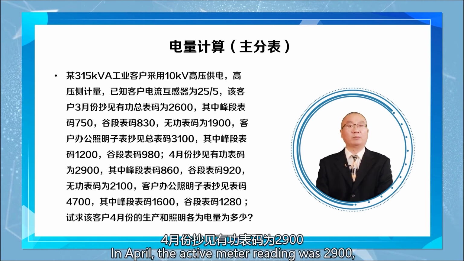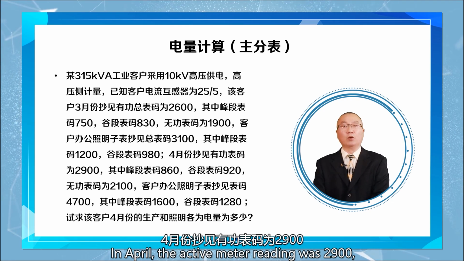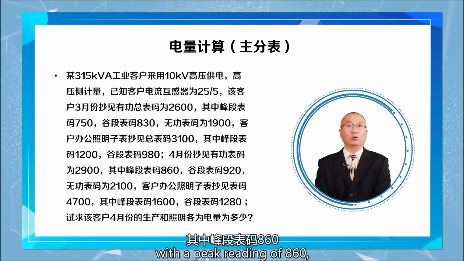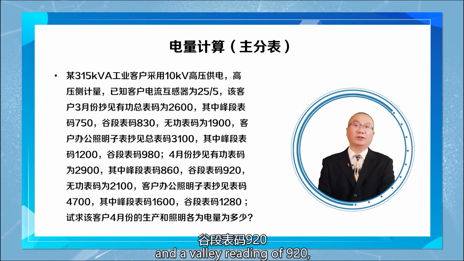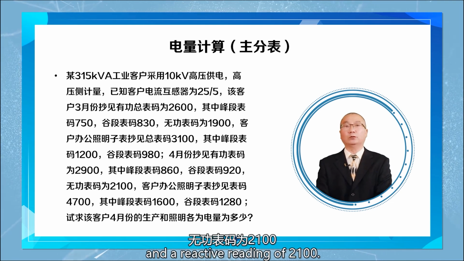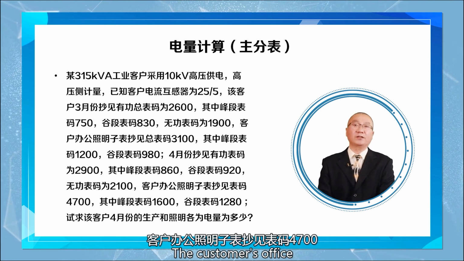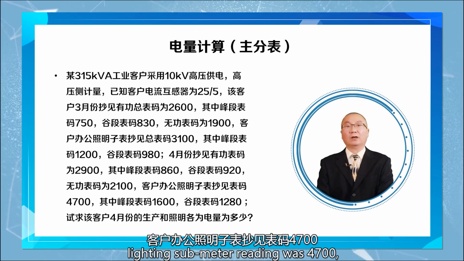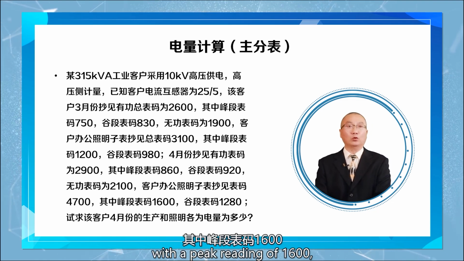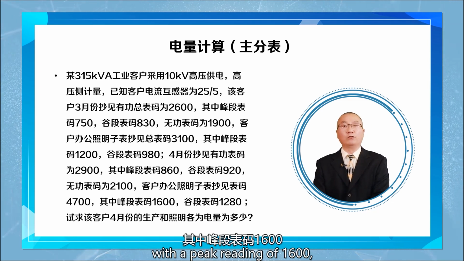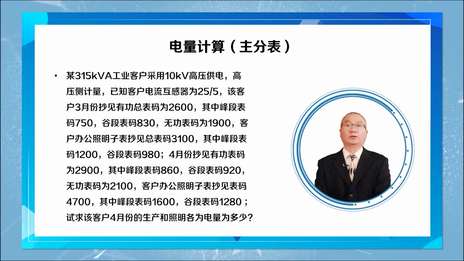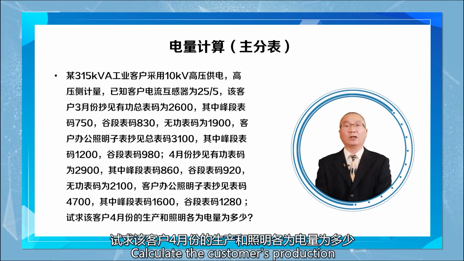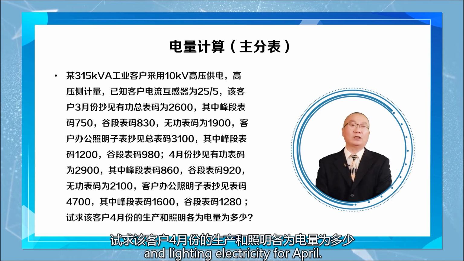In April, the active meter reading was 2,900 with a peak reading of 860 and a valley reading of 920 and a reactive reading of 2,100. The customer's office lighting submeter reading was 4,700 with a peak reading of 1,600 and a valley reading of 1,280. Calculate the customer's production and lighting electricity for April.